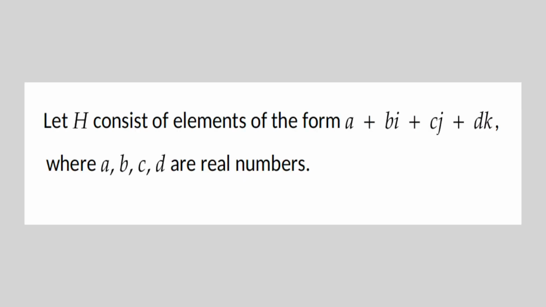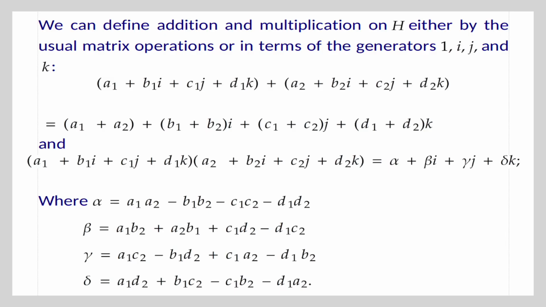Let H consist of elements of the form a plus bi plus cj plus dk, where a, b, c and d are real numbers. We can define addition and multiplication on H either by the usual matrix operations or in terms of the generators 1, i, j and k.